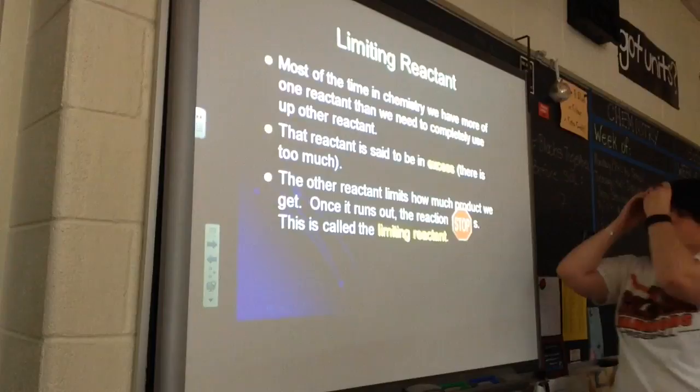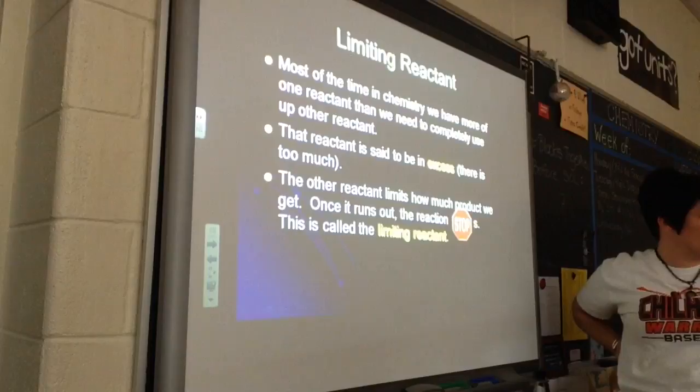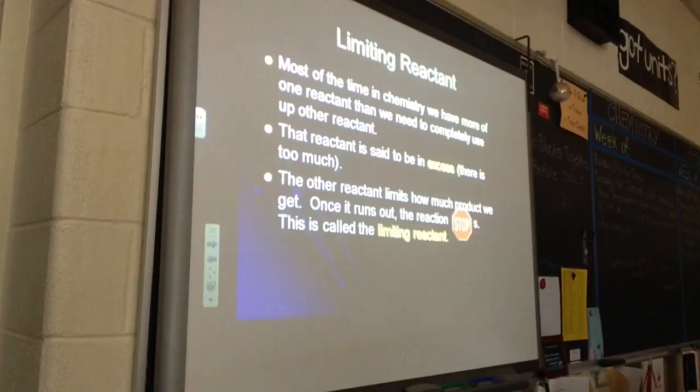So, limiting reactants. If you're not a limiting reactant, you are in excess. Okay? Now, listen to my words. We're going to go through an example. Unless you have a burning desire to do so, you do not have to write it down. I do need you to focus. I reserve the right to make you write it down and learn it. I think we're better served not.